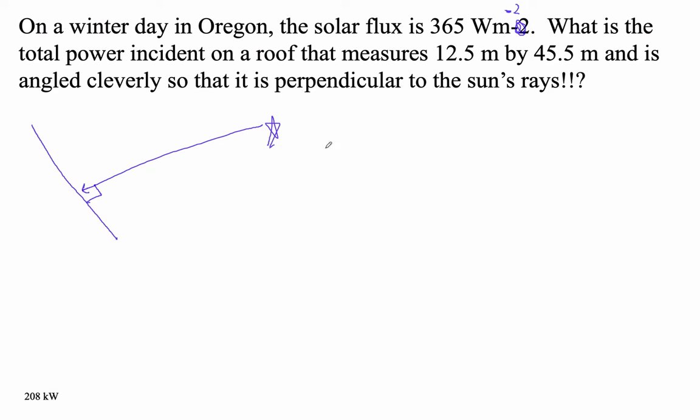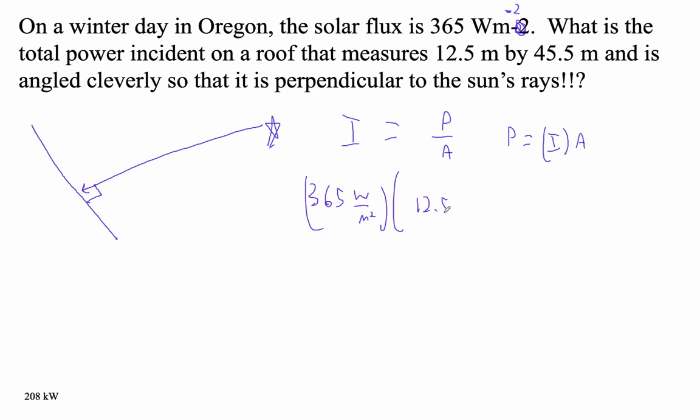Okay, so let's see. What is the power? So intensity is power over area. So therefore, power will be intensity times area. Okay? So there it is, right? So our intensity is 365 watts per square meter. And our area is going to be 12.5 by 45.5. This is my area. All right, so 365 times 12.5 times 45.5.